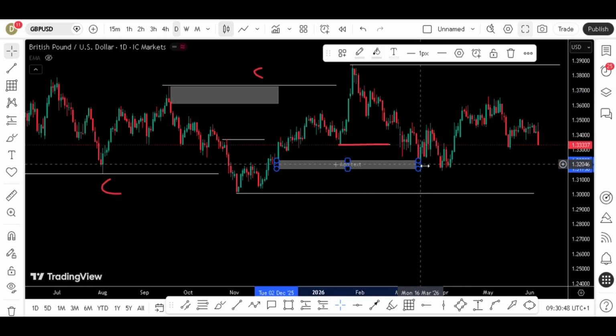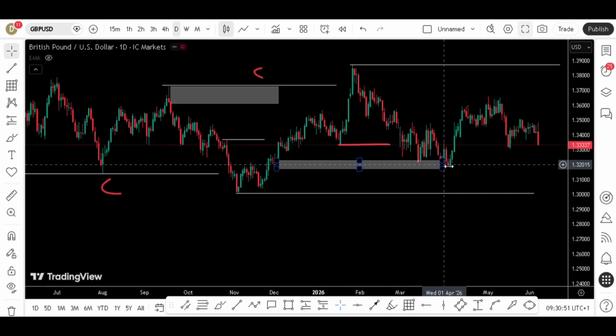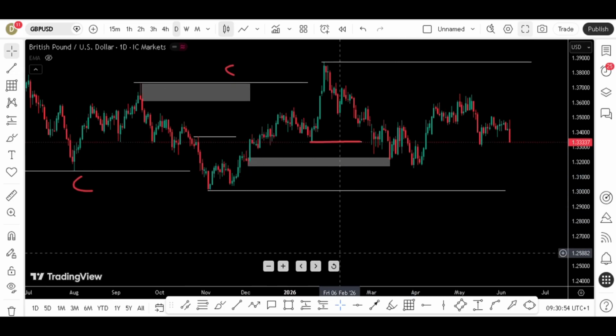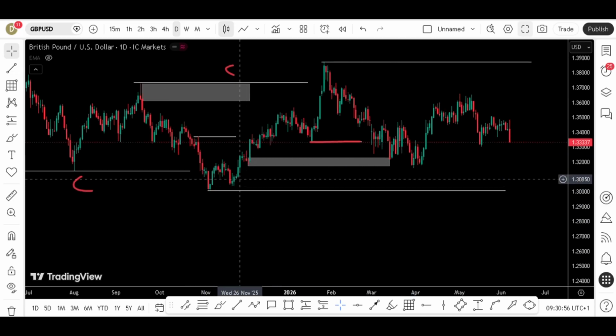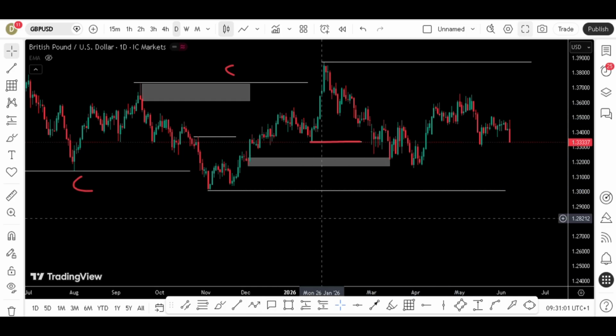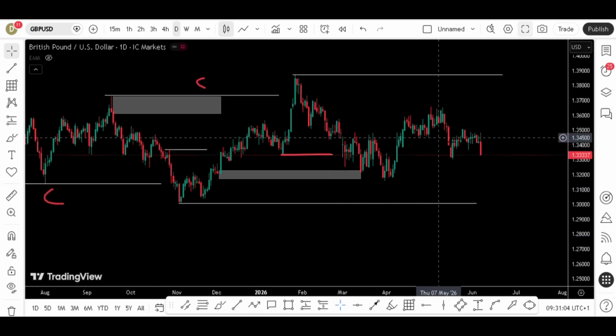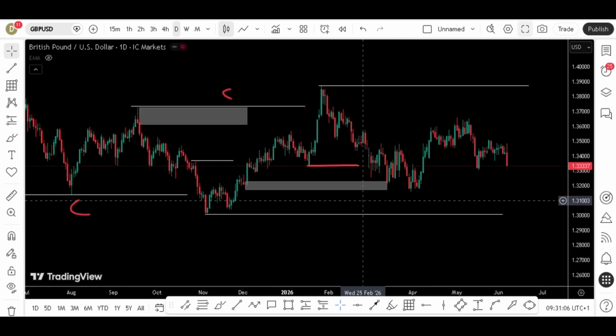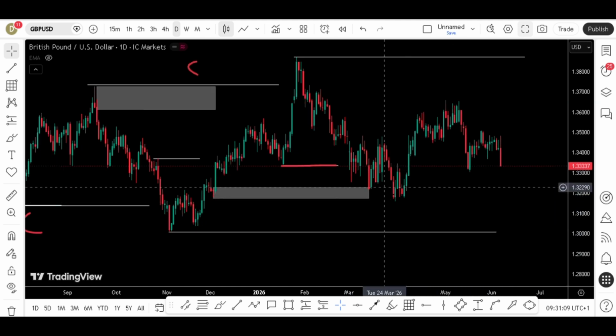But seeing this and seeing what DXY is doing, I knew that this POI is likely going to fail. And if this POI fails, there is no valid order block below that can push the market to the upside. So we are likely going to have this low be weak. The market is likely going to come and take this low.